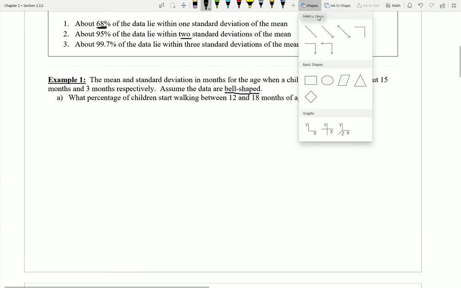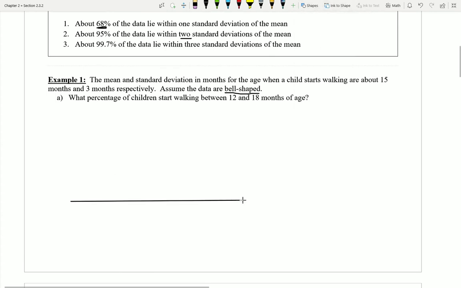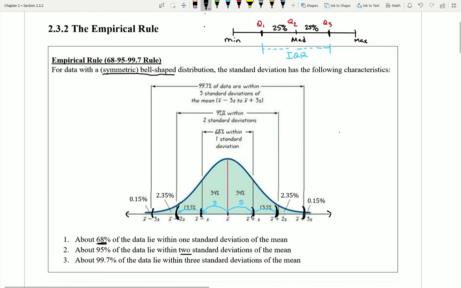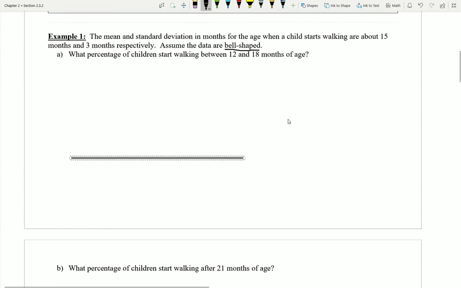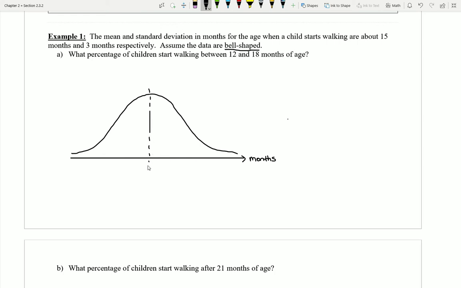To help answer this question, I'm going to essentially redraw the picture of the empirical rule that I had up here, down here. It has this sort of shape to it, and it has a number line underneath it. Keep in mind that this number line is measuring months, like how long it takes for a child to start walking. Since I'm told that the data is bell-shaped, I draw this bell-shaped curve. I'm told that the average, which should fall right in the middle, is 15, and I know that the standard deviation is 3.